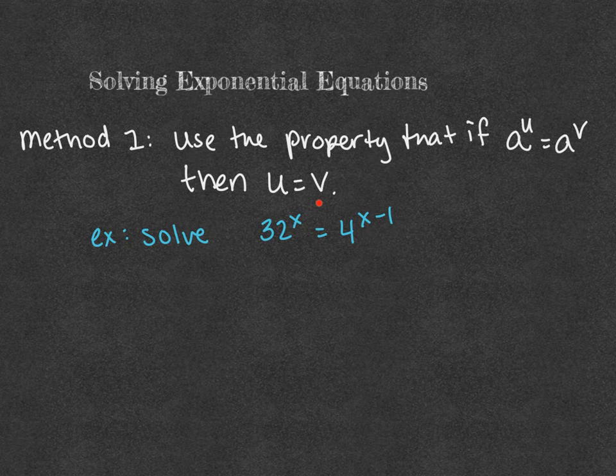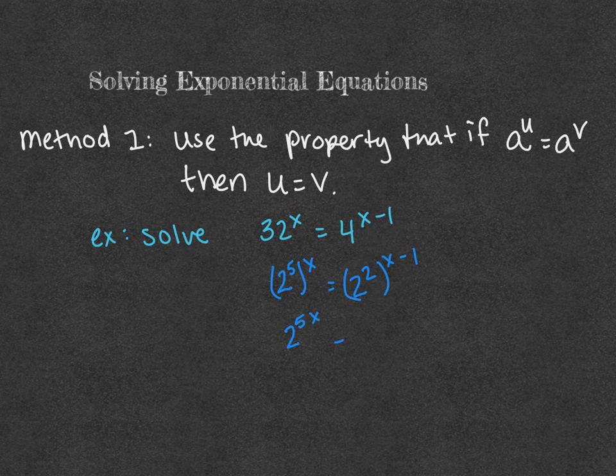Let's say we're going to solve 32 to the x is equal to 4 to the x minus 1. So right now we can't use that property, but if we can change our bases, then perhaps we can use the property. So I know that 32 and 4 could also both be written with a base of 2. So 2 to the 5th is 32, and then 2 squared is 4. So I've changed those bases, and then I'll use rules of exponents to clean each of those bases up. So this becomes 2 to the 5x is equal to 2 to the 2x minus 2 when I distribute that 2 right there.